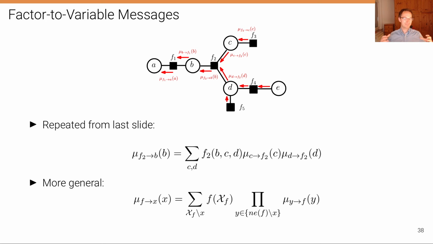If we now want to make this a little bit more general, what can we see here? Well, more generally speaking, a message that's sent from a factor to a variable is simply a summation over the state of the variables that are involved in that factor. So here in this case would be B, C, D, except for the variable that we're sending to, except for B. B is not part. This is indicated by XF without X. So this is a summation over the state space of all the variables except the variable that we're sending to.